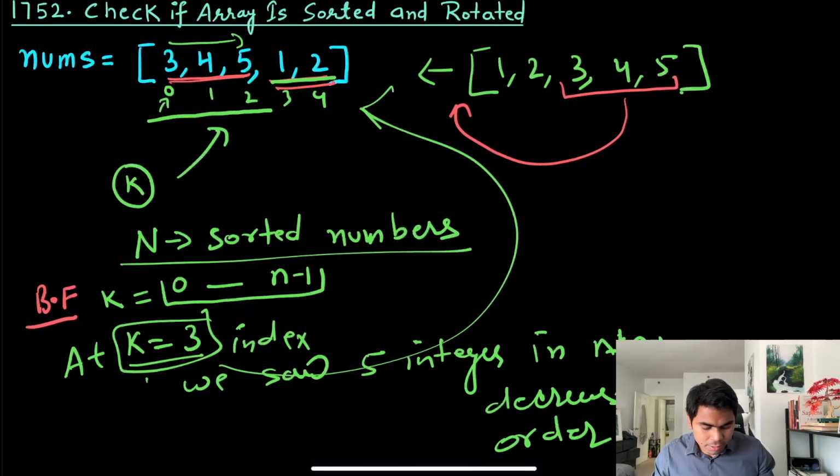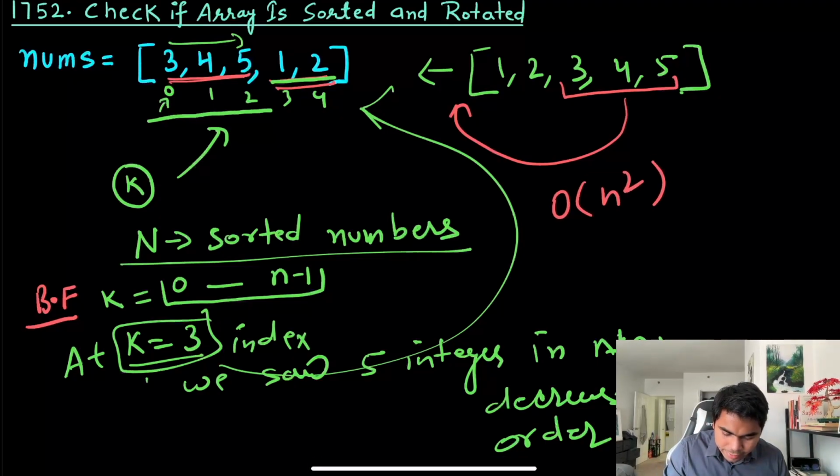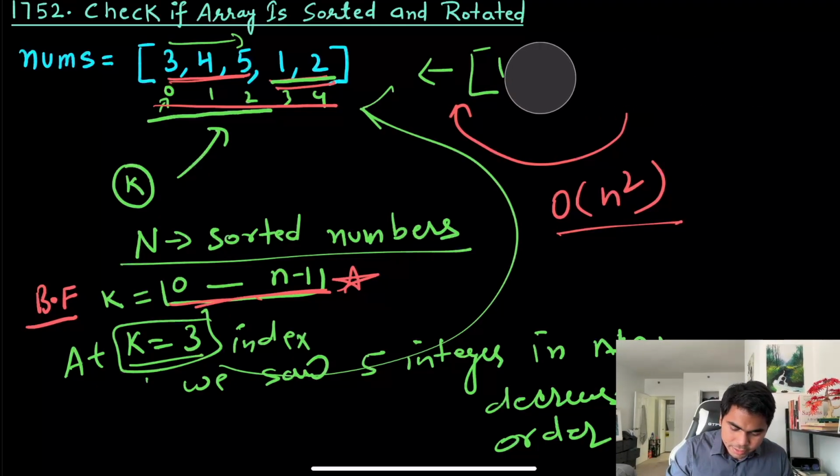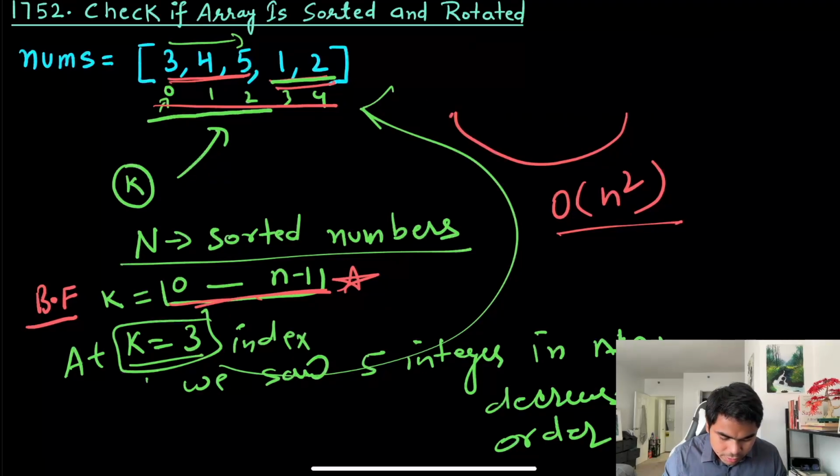So that is why this is the brute force solution, and it will be O(n squared) time complexity, because for each k in the range from 0 to n, I am again rotating throughout the entire array to check whether I am able to see n number of values in sorted order. So that is why this is O(n squared) time complexity. Now, space is nothing. There is no space complexity here.